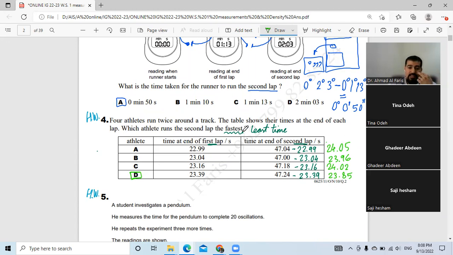So since they ask about the fastest, that means he must have the least time on the second lap. So the difference between the first and the second lap is supposed to be the least, and the answer for the last one, D, has the least time, the difference, okay? So this is how we answer this question. Now, there are other questions here.